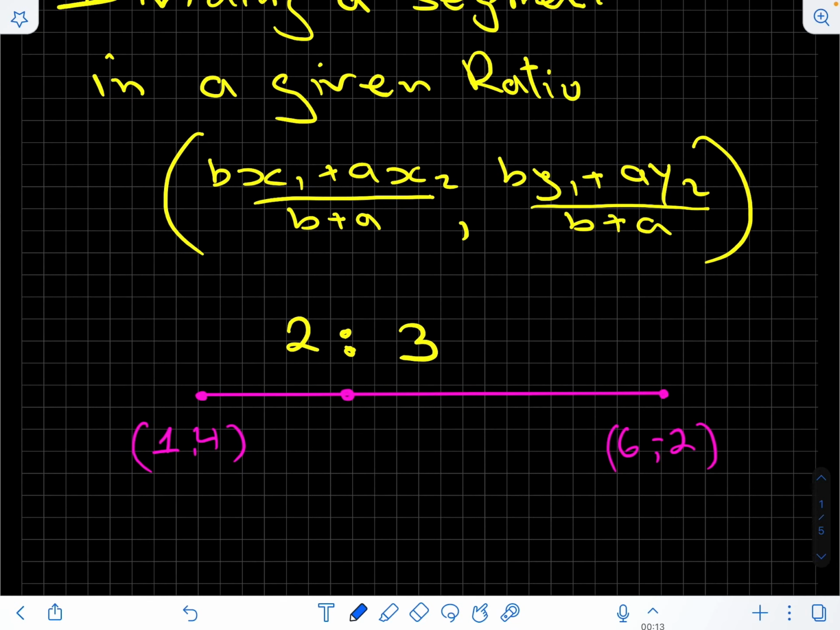So let's look at this segment here, and we have the two edges, (1, 4) and (6, -2), and we want to divide it in a ratio of 2 to 3. We're actually looking for the point here. So the formula says if you're dividing in a ratio of A to B, this is the formula.